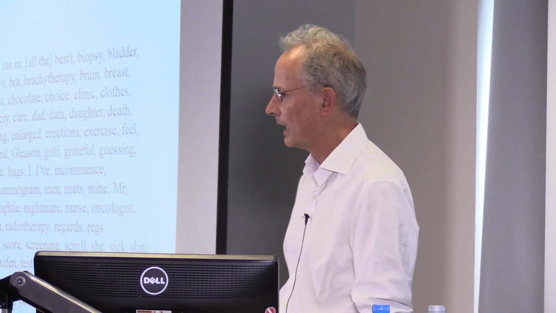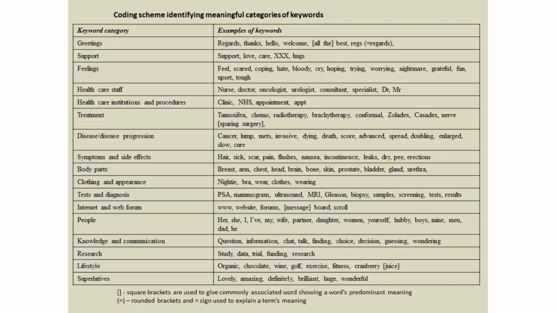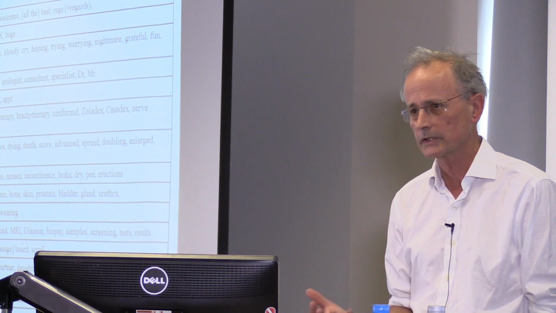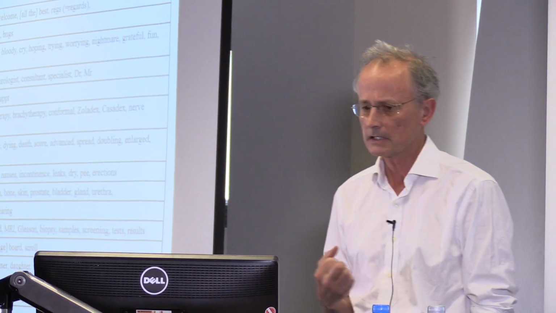This is the point at which this form of computer-assisted analysis becomes a little bit like conventional qualitative thematic analysis. I'm assigning text to analyst-derived categories. So my categories were words like greetings words: I included regards, thanks, hello, welcome, all the best, regs for regards. Support words: support, love, care, kisses and hugs, and so on. These are like the code words that you generate when doing qualitative thematic analysis. There are internet words: www, website, forums, message boards, scroll. Research words: study, data, trial, funding, research. I've looked at the meaning of them, and in the majority of cases they allow me to more or less safely categorize them in this way.